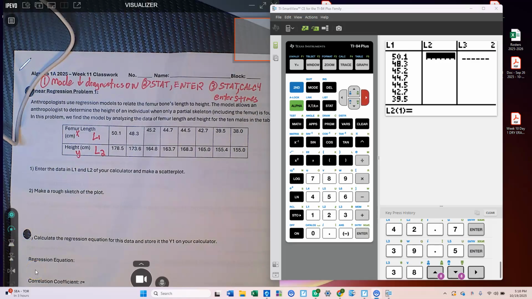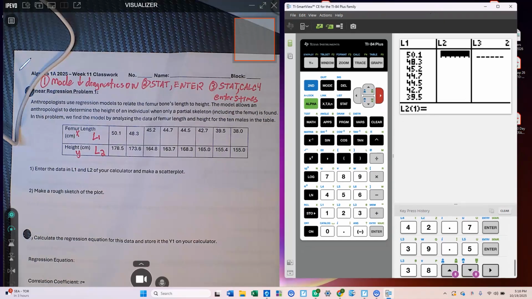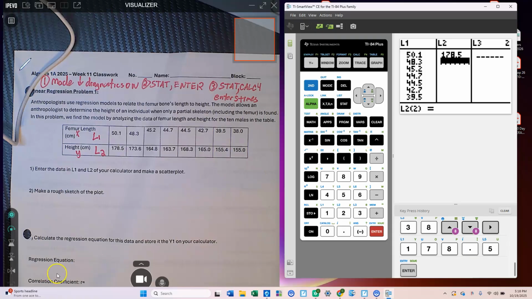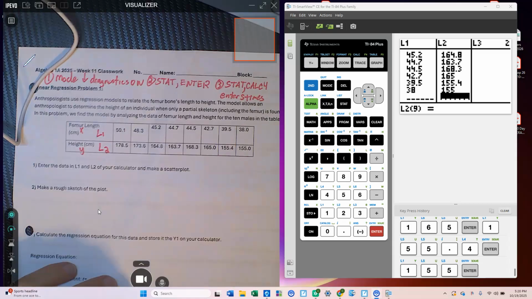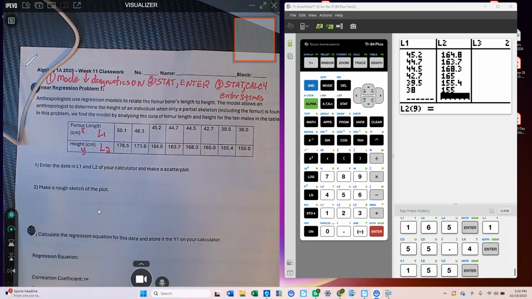Okay, height of the person. I think the bigger your femur is, probably the taller you are, but what do I know? Okay, so I'm going to put Y as L2. I'll pause it. Oops, did it again. Okay, it says enter the data in L1 and L2 of your calculator and make a scatter plot.